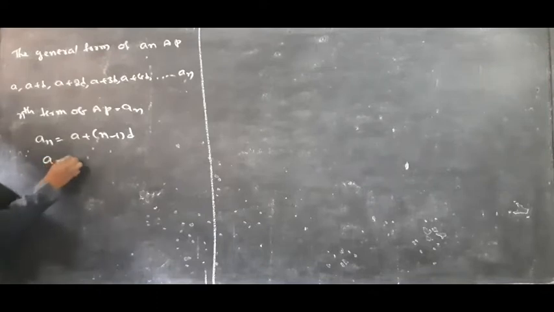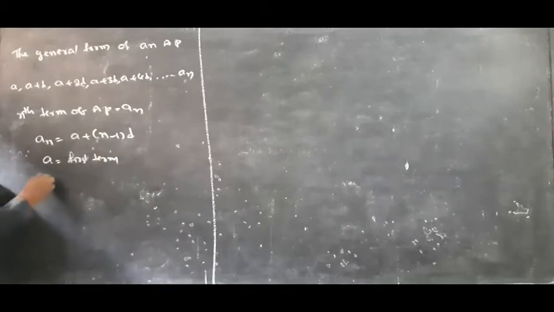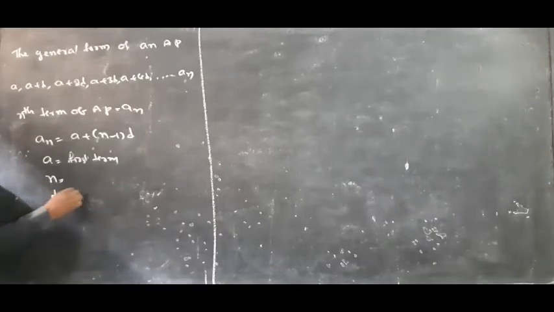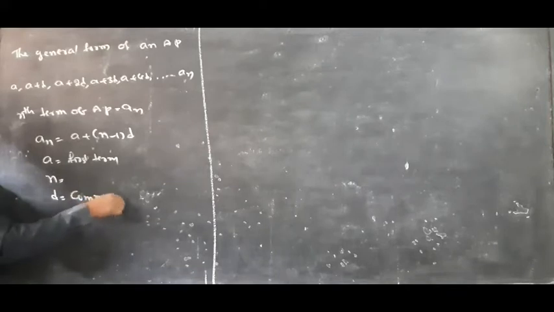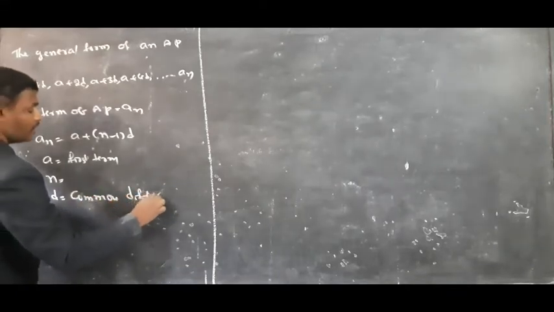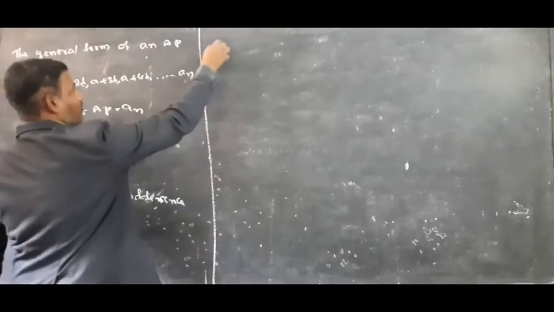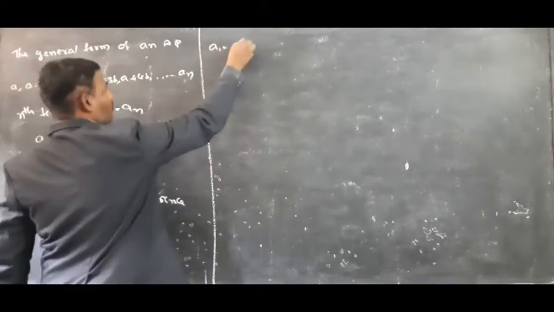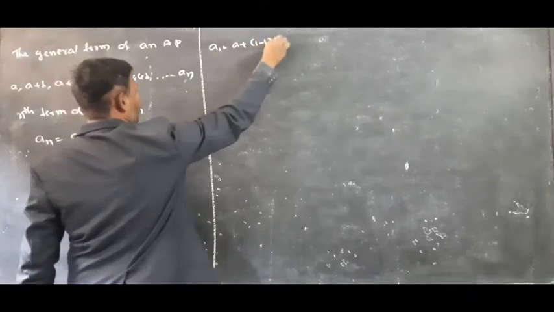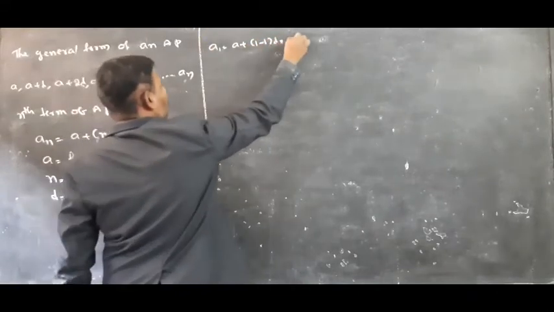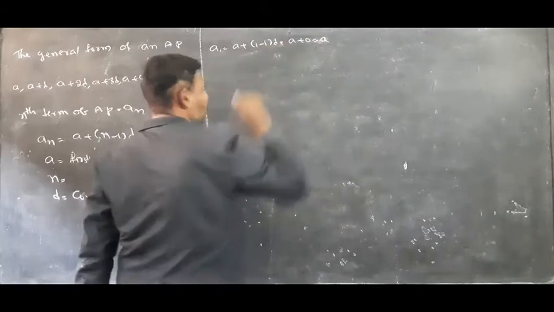In this, a is called the first term of the AP, and n is the required term, whether you want the 10th term or 11th term or 12th term, and d is the common difference. For example, I need a1. a1 means the first term. So how can we write it? a plus 1 minus 1 into d is equal to a plus 0, which is equal to a.